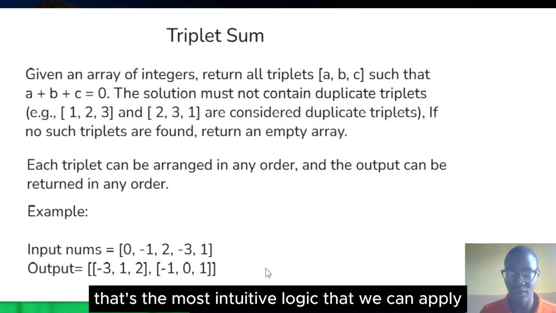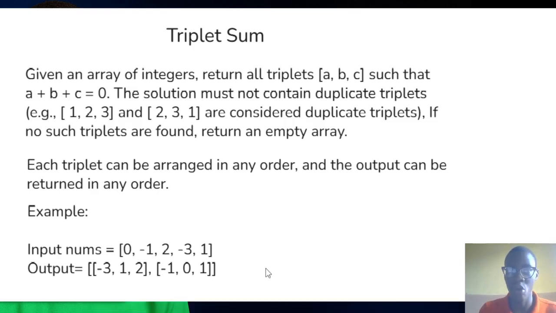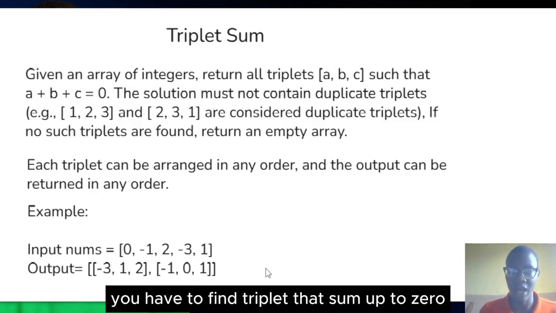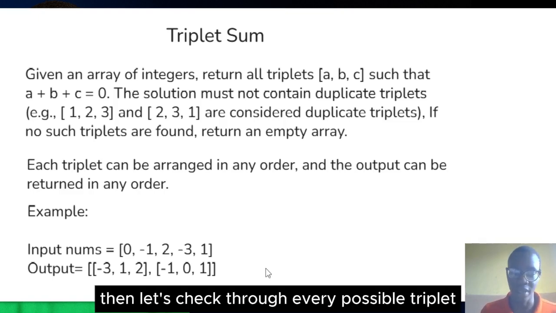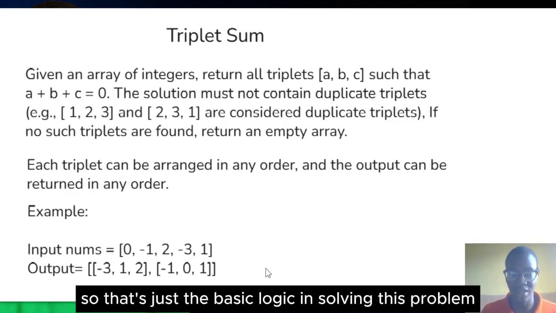That's the most intuitive logic that we can apply. When I mean intuitive, I mean the most reasonable, just something that will occur to your mind. Okay, you're asked to find triplets that sum up to 0. Then let's check through every possible triplet, and if they sum up to 0, add it. If they do not sum up to 0, leave it. So that's just the basic logic in solving this problem.